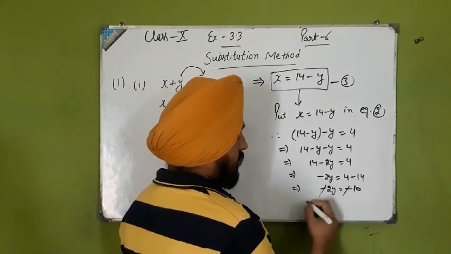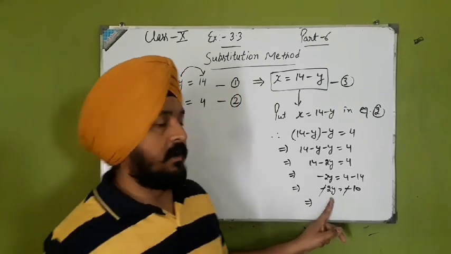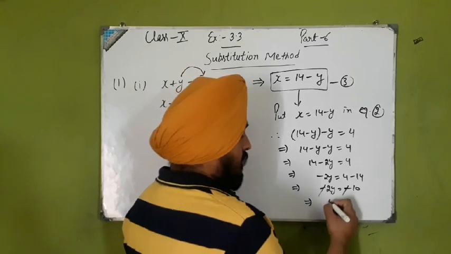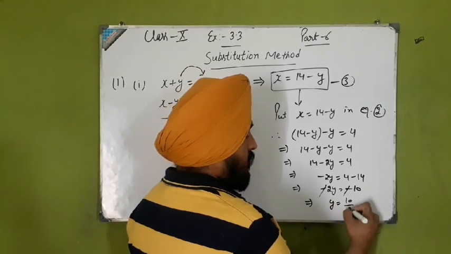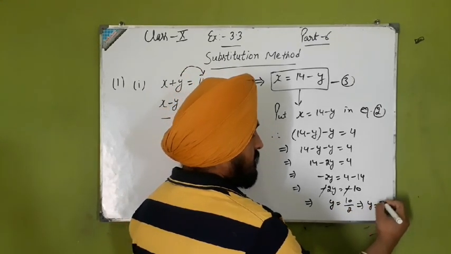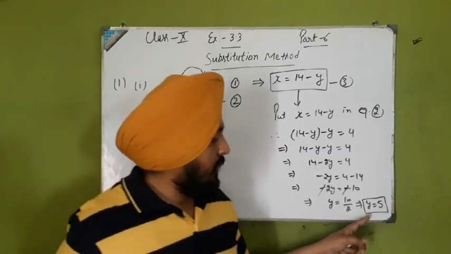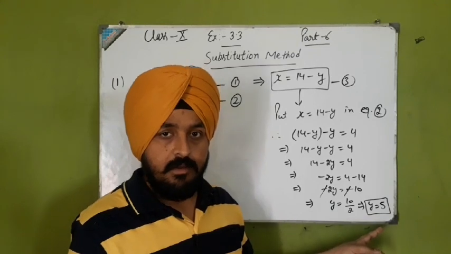Now cancel negative with negative. Now this 2 is under multiplication with y, so it will go to division on the right hand side. y is equal to 10 upon 2, it implies the value of y is 5 here. Clear? So the value of y we have calculated is 5.